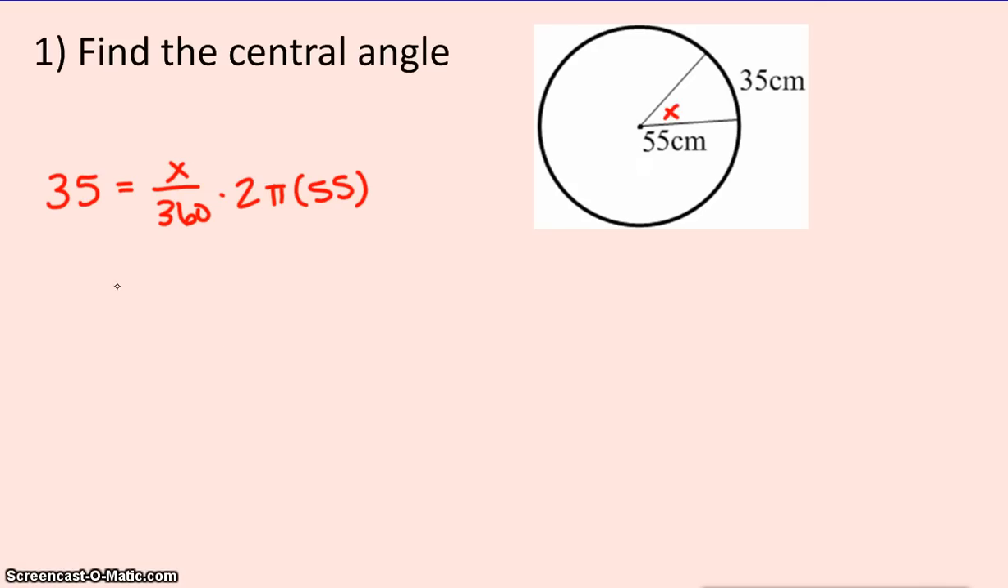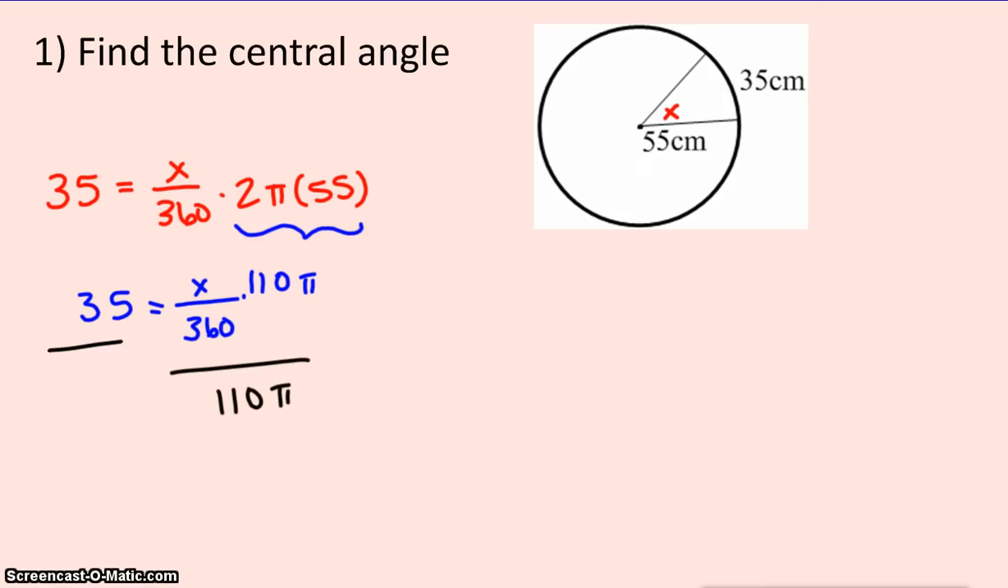The first thing I'm going to do is simplify all of this right here. So 2 times 55 is 110 pi. So we have x over 360 times 110 pi equals 35. So let's go ahead and divide this 110 pi from both sides. Because it's being multiplied, those will reduce to 1, and 35 over 110 pi, make sure you put that in parentheses, get a small number, 0.1012.